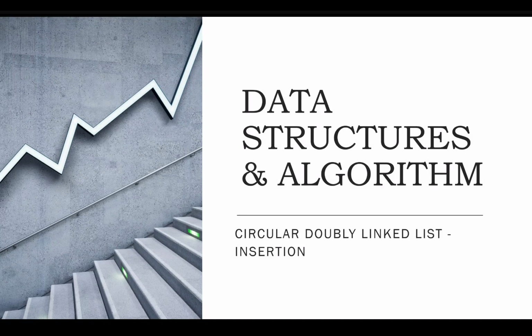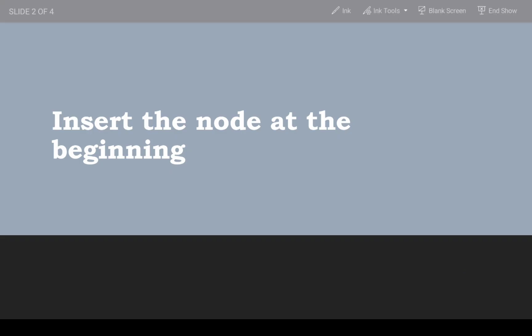In this video, we are going to see about the operations of a circular doubly linked list. The first operation we are going to see is insertion. In insertion, we are going to see two different cases: one is inserting the new node at the beginning, and the second one is inserting the new node at the end. First, we will see inserting the new node at the beginning.